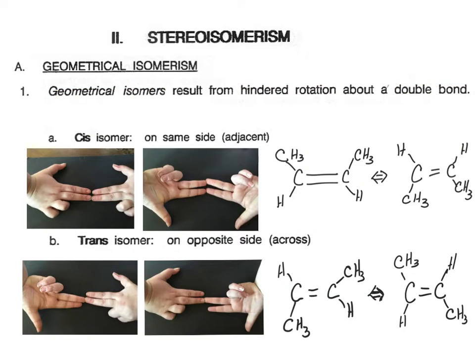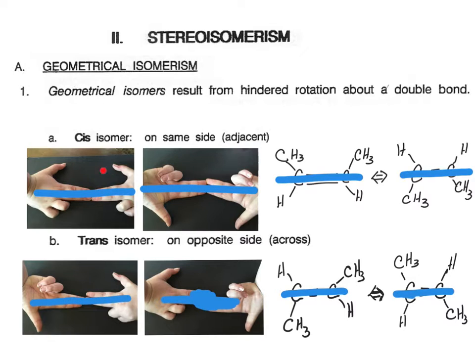Because there's no free rotation around the double bond, we can think of it as having a top half and a bottom half. And when we look at that, we're going to look to see where the attachments are placed. In our case, we'd be looking to see where the thumb is. And so we can see that if they are both on the top part or the bottom part, so they're on the same side, then we call those cis isomers. But if one is pointing up and one is pointing down, they're on opposite sides, we would call those trans isomers.